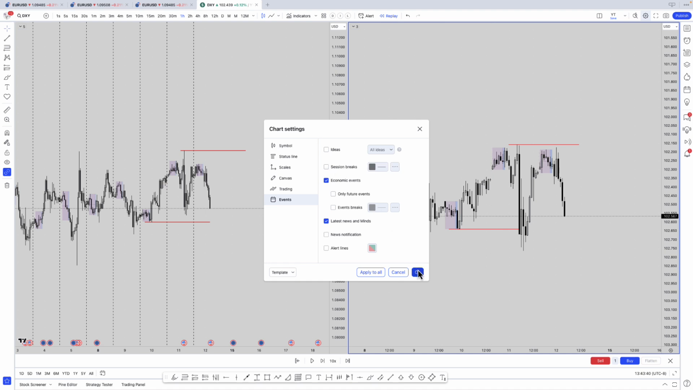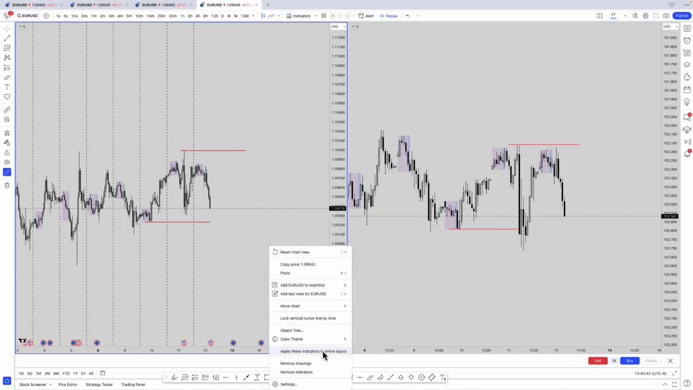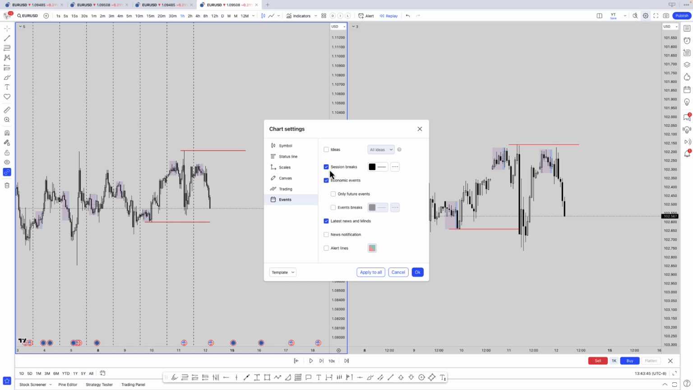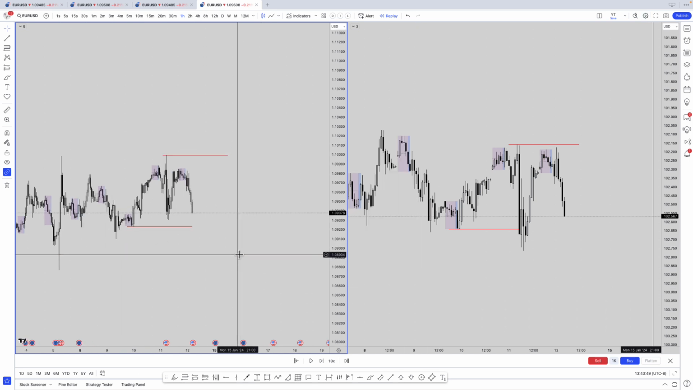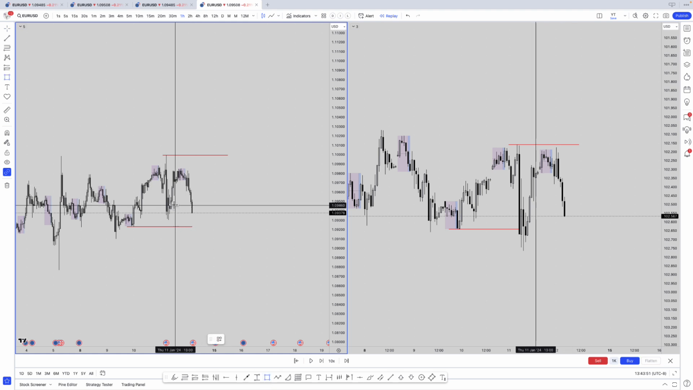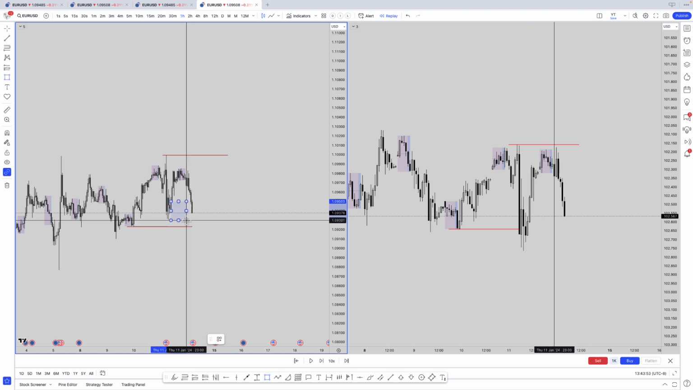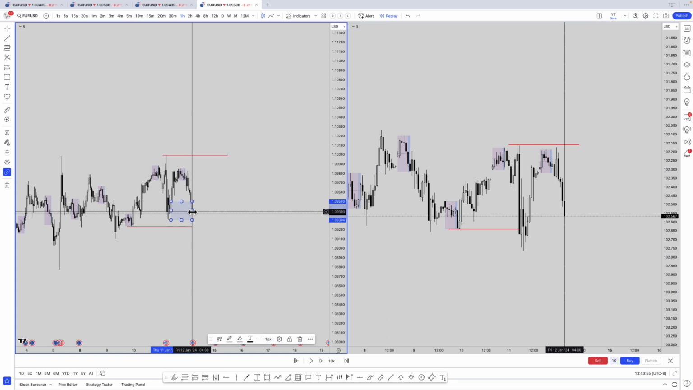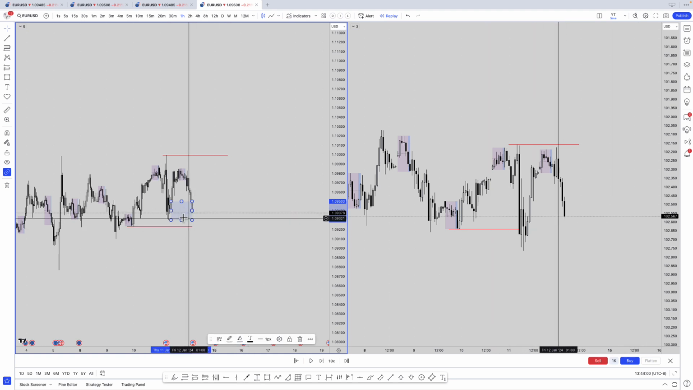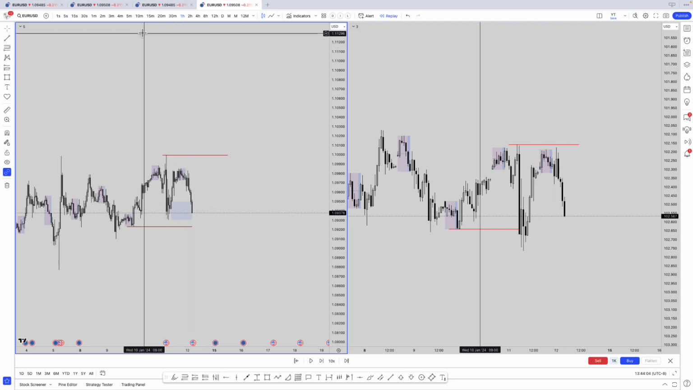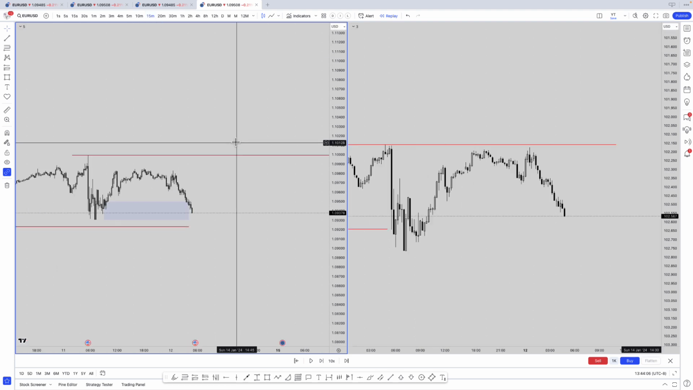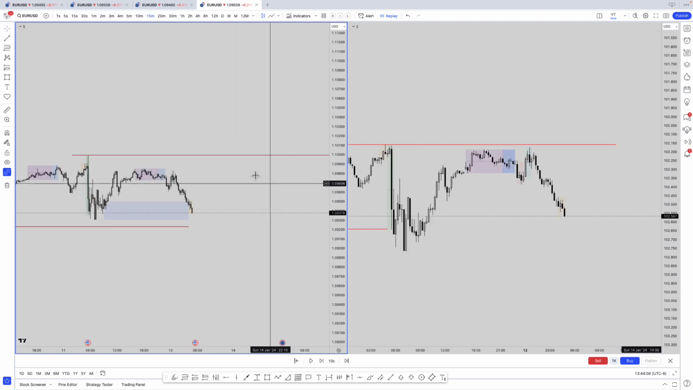So we'll turn the session breaks off, and now we can get into how the thought process came down. So all in all, I am wanting to see a reaction from this level itself. I don't care where the reaction comes from within this level, and we definitely don't want to take the initial reaction either, because statistically initial reactions get swept at least 50% of the time.